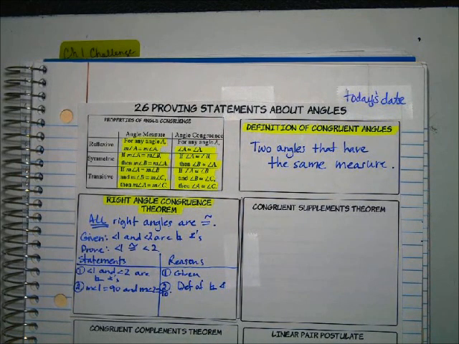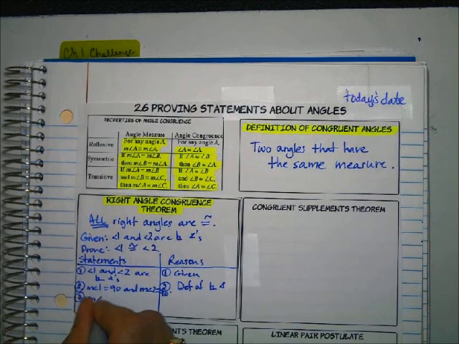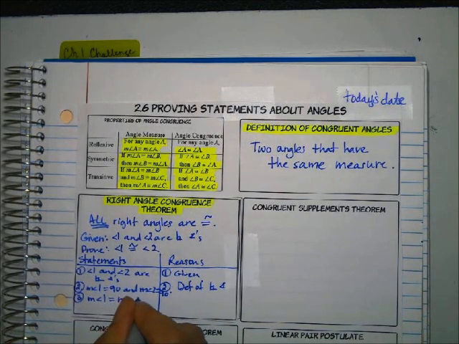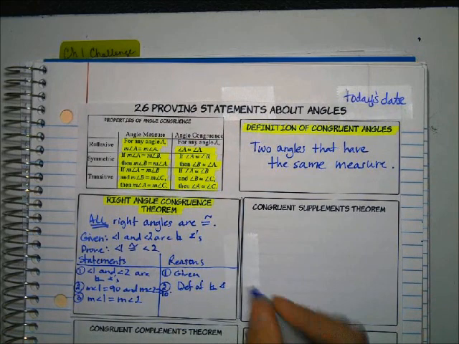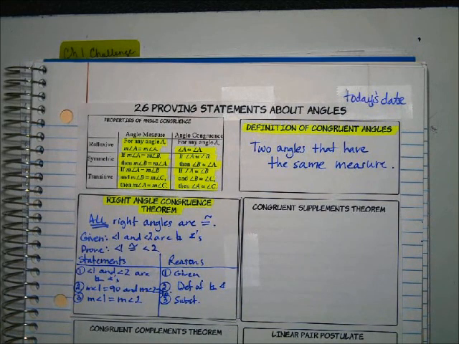So since they're both 90s, then their measures must be equal. Number 3, measure of angle 1 must equal the measure of angle 2. That's just a little bit of substitution there. Since they're both the same, then they're both equal.